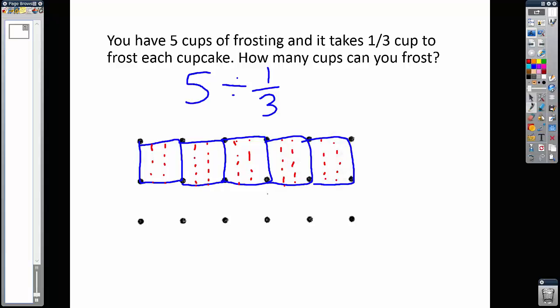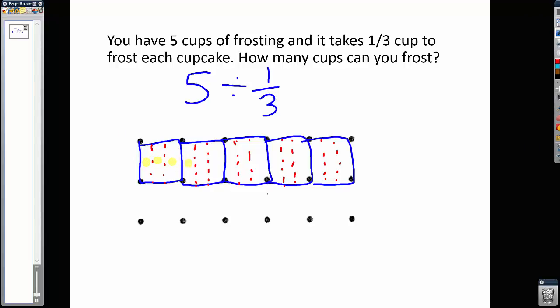And at the end, I have 15 pieces all the way across. So 1, 2, 3, 4, 5, 6, 7, 8, 9, 10, 11, 12, 13, 14, 15.